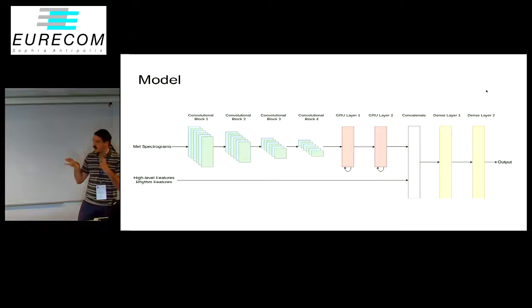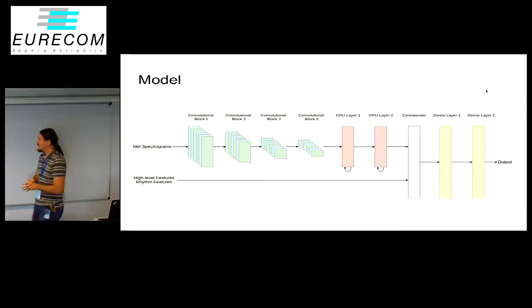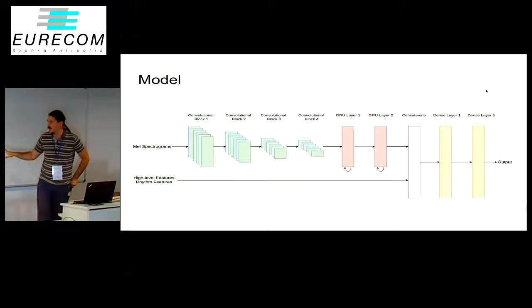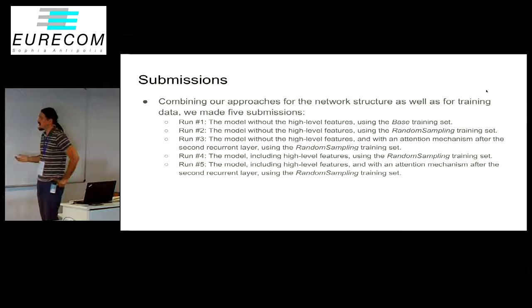We make some slight modifications to that for the different runs that we submitted. For some runs, we did not include the high-level features and only used the MEL spectrograms. For some other runs, we added a very simple attention mechanism after the second recurrent layer. So we submitted 5 runs, as many as we were allowed.